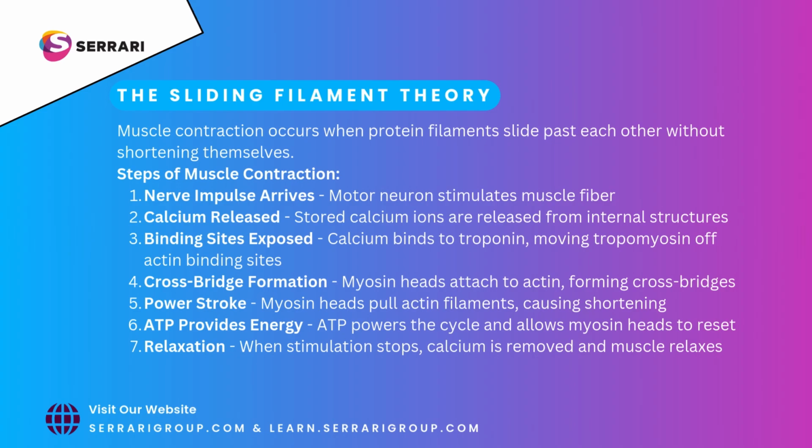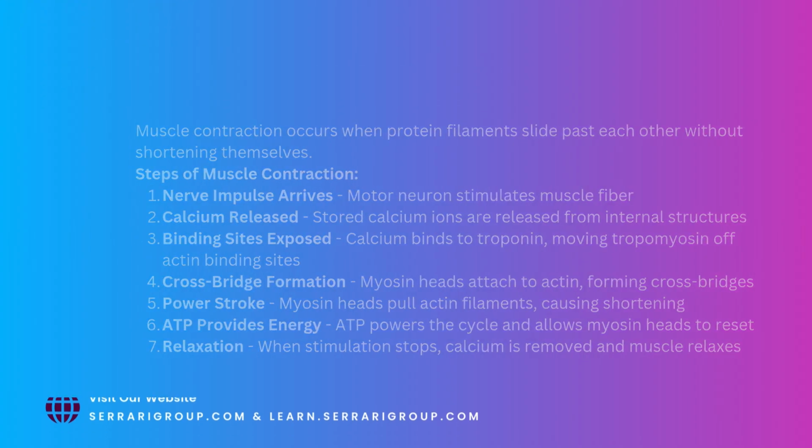Cross-bridge formation: myosin heads attach to actin, forming cross-bridges. Power stroke: myosin heads pull actin filaments, causing shortening. ATP provides energy: ATP powers the cycle and allows myosin heads to reset. Relaxation: when stimulation stops, calcium is removed and the muscle relaxes.